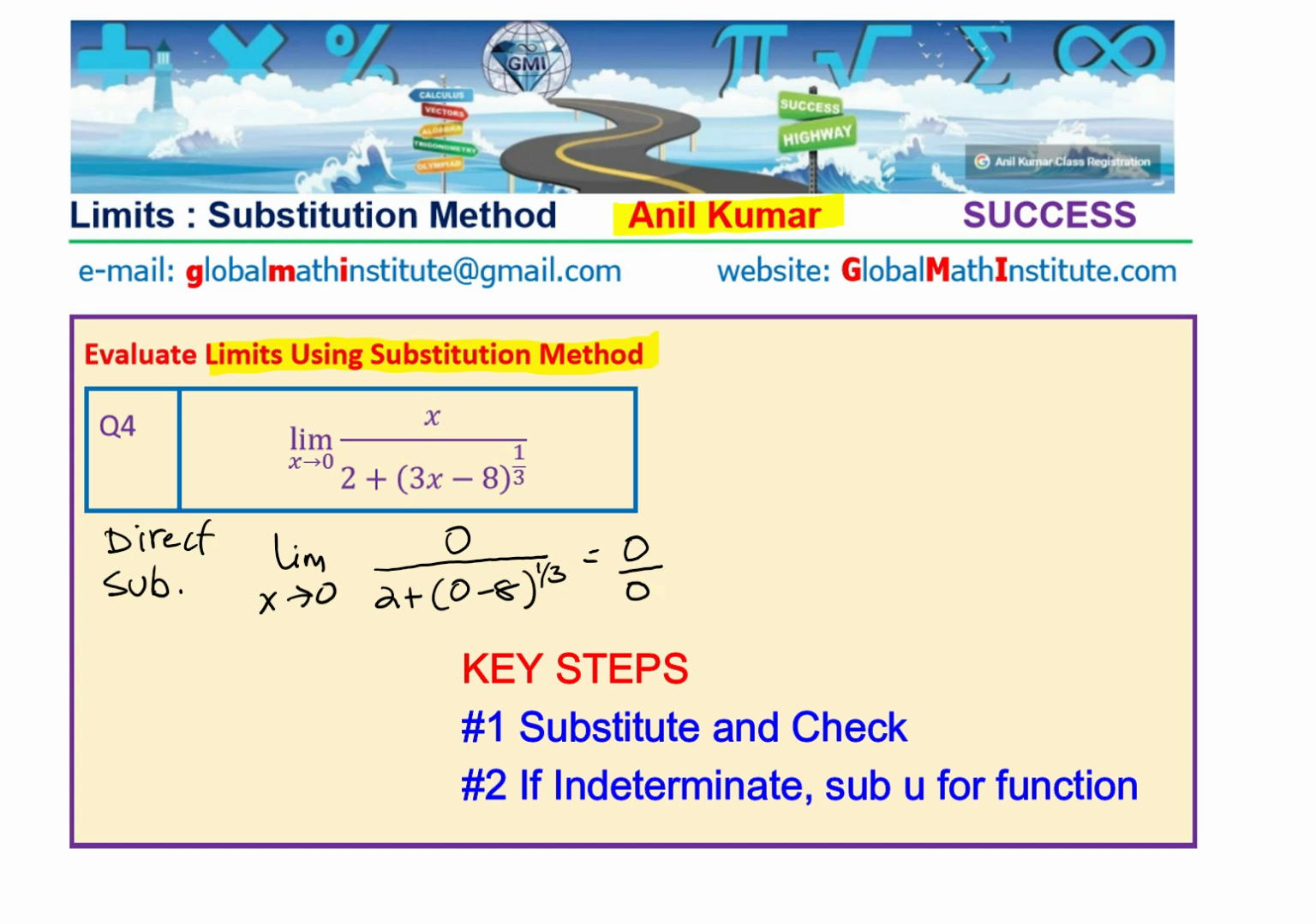So this is an indeterminate form, and therefore we need to apply some technique to factor out the common factor between numerator and denominator, which is making it 0. So we'll adopt this substitution method as suggested. What are we going to substitute? We are going to substitute the cube root of 3x minus 8 as equal to u.